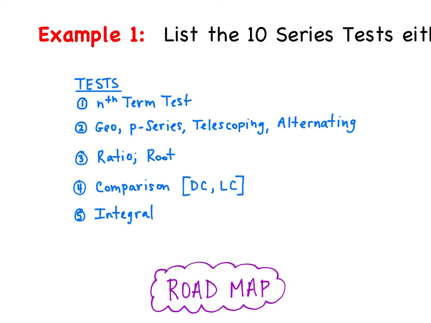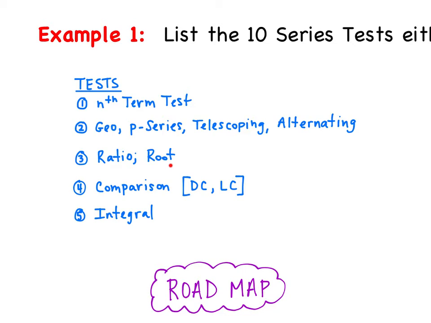Okay, so where do we begin? We always begin with the nth term test. Then this next group is grouped together because they're each their own lone wolf, if you will. We have the geometric series, p-series, telescoping, and then alternating series. Now remember, alternating is kind of the end-all be-all. We don't use that test until the very last resort.